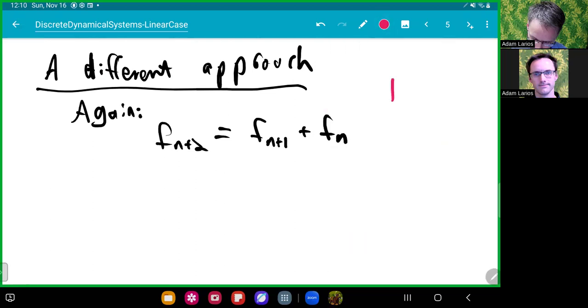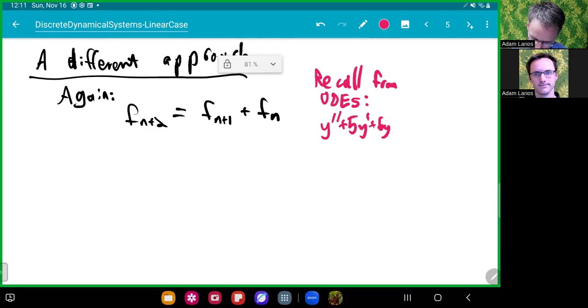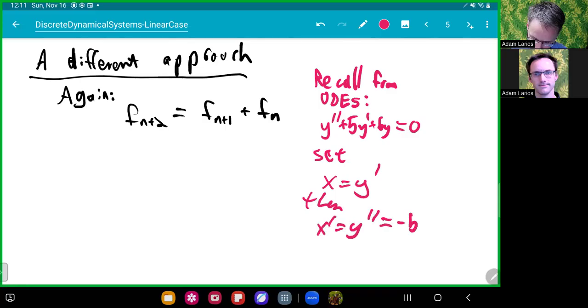But you might remember, recall from ODEs, if you have something like y double prime plus 5y prime plus 6y equals 0, then we often will set something like x equal to y prime, and then we get x prime is equal to y double prime, which is equal to minus 5y prime minus 6y. And y prime itself can be thought of as an x. We also have, of course, y prime is equal to x. And so we get a first order system.